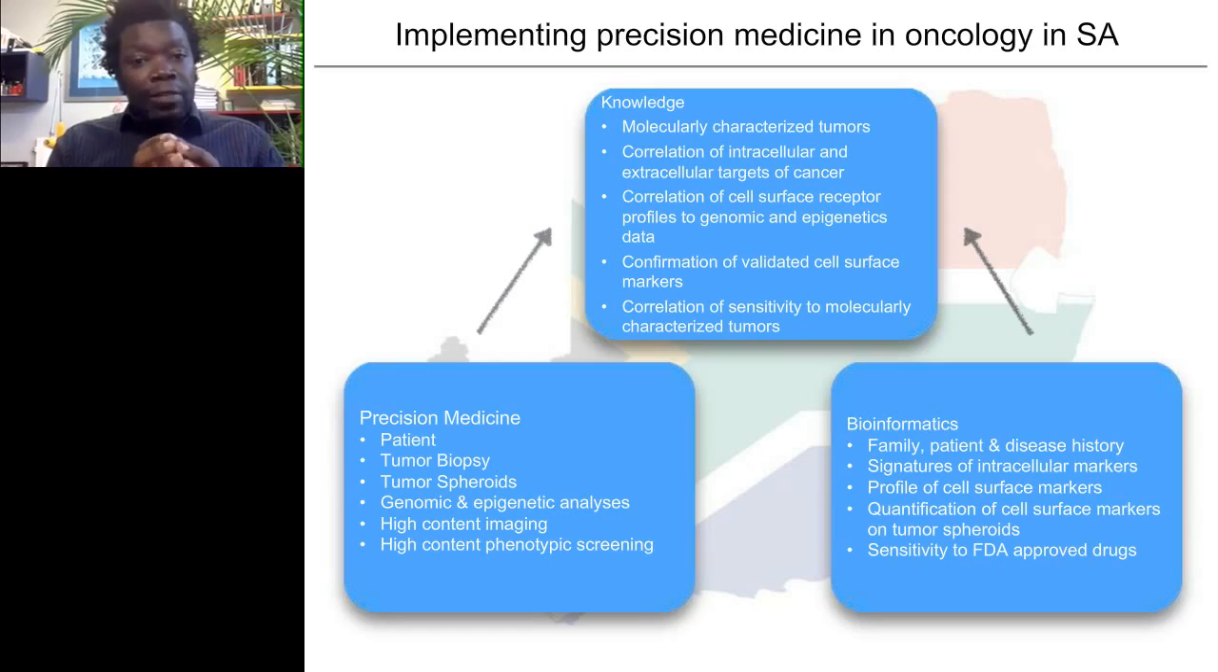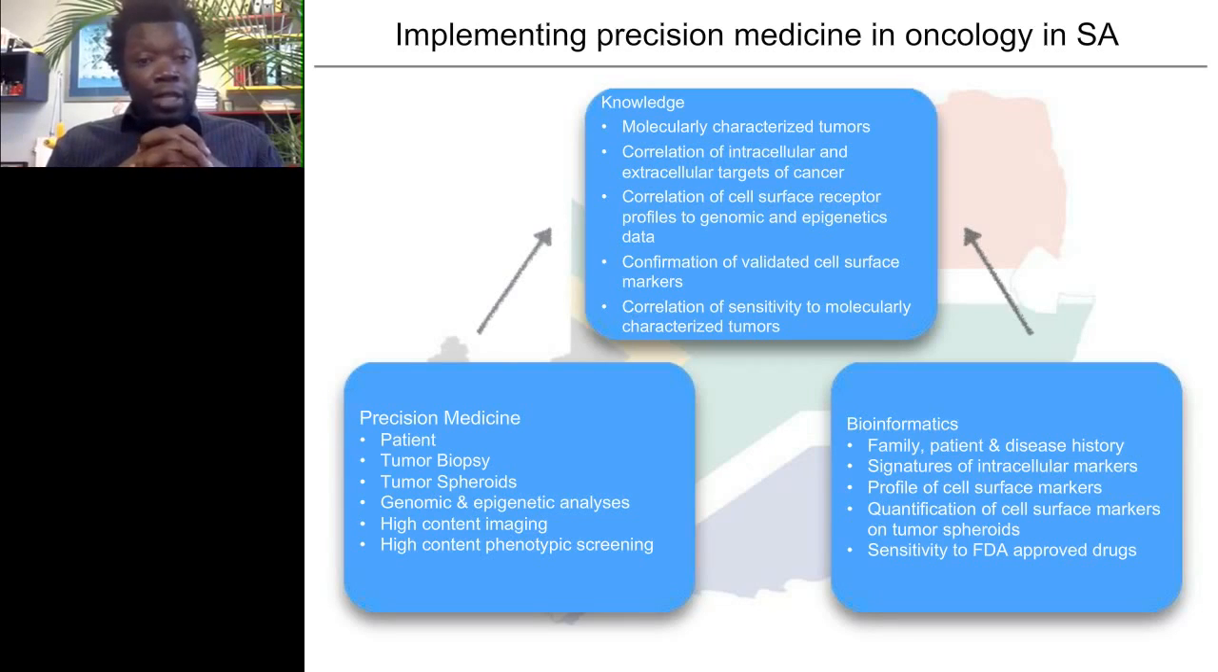We'd like to have very good correlates of intracellular and extracellular targets of a specific tumor or cancer. We'd like to correlate cell surface receptor profile to genomics. In other words, to be able to know a specific genetic lesion is leading to a change in cell surface receptors. We'd like to know that epigenetic status is leading to a change in, say, metastatic status. We'd like to know that we can validate these markers at the surface.